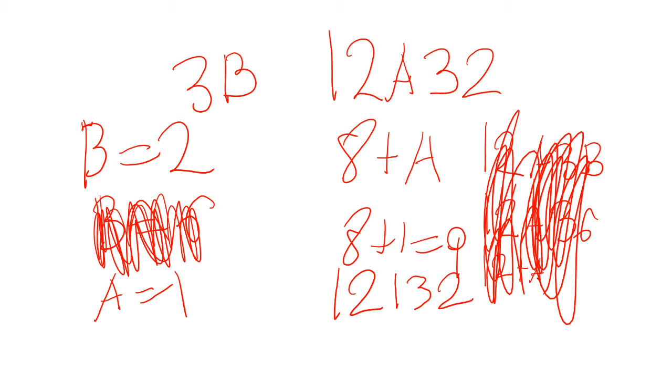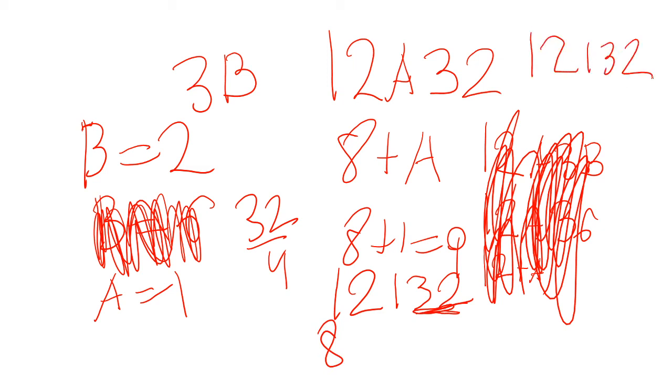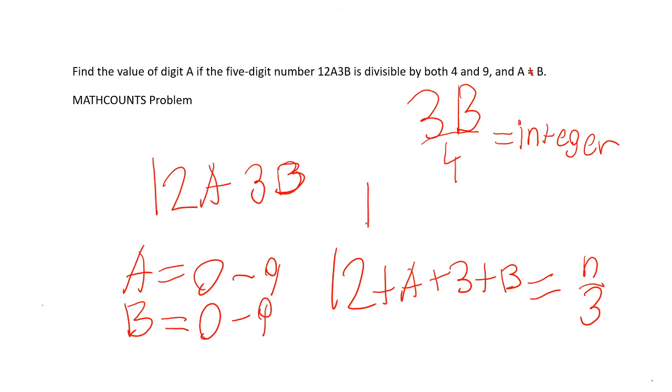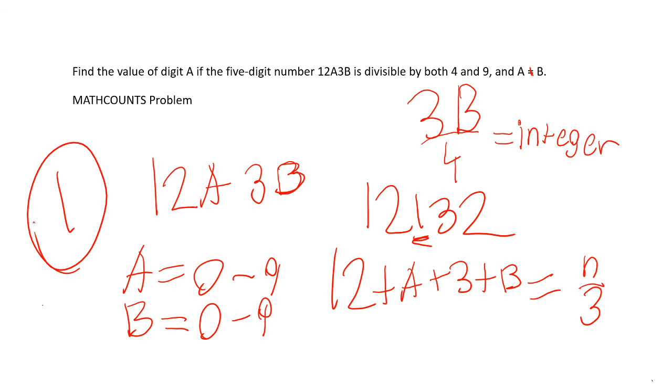Let's test 4. We already know if the last two digits are divisible by 4, the entire number is divisible by 4. 32 divided by 4 is 8. This means that 1, 2, 1, 3, 2 is the number we're seeking. Now we want the value of the digit A. So 1, 2, A, that's going to be this digit right here, so the answer is 1.